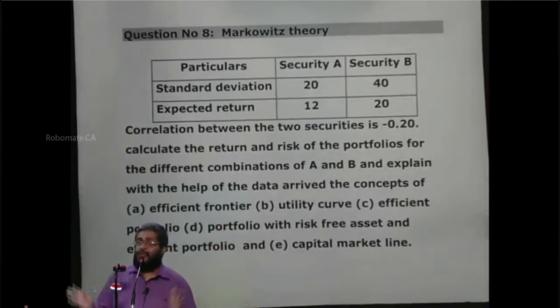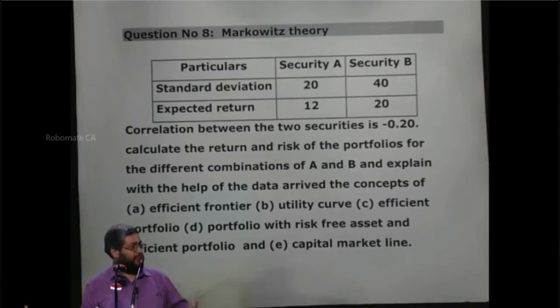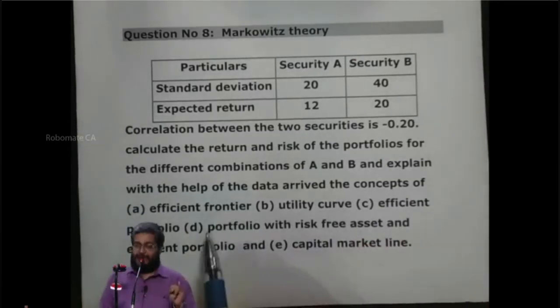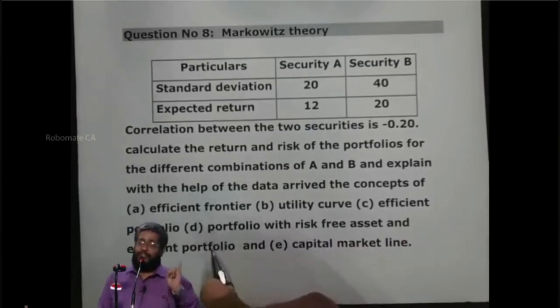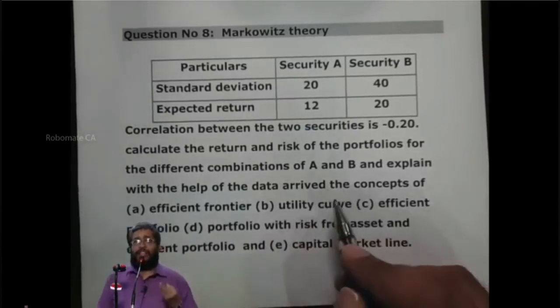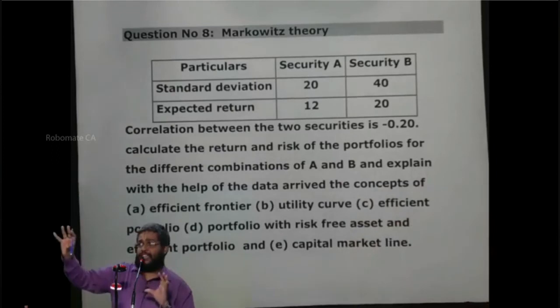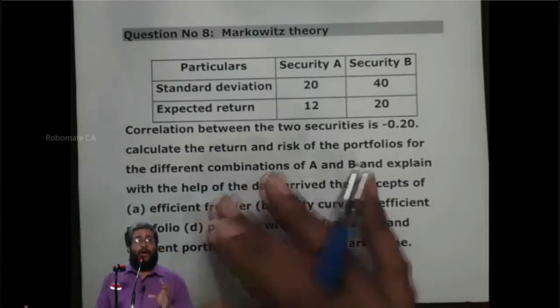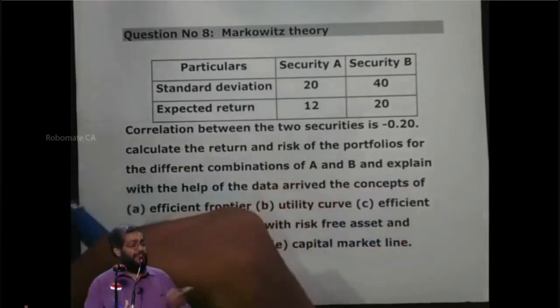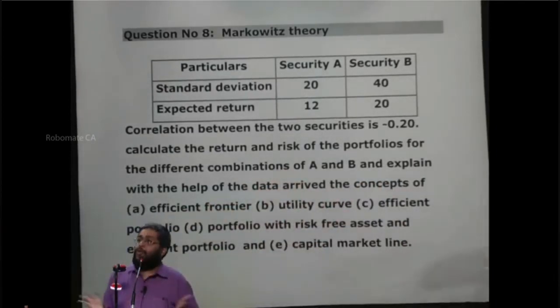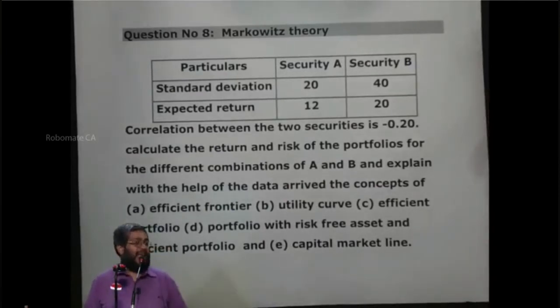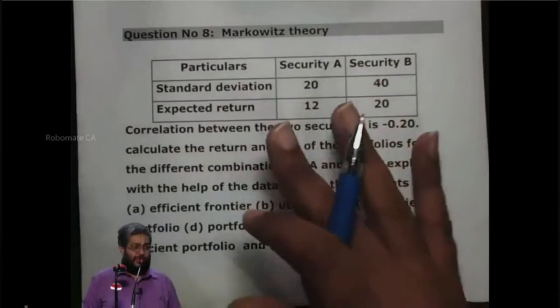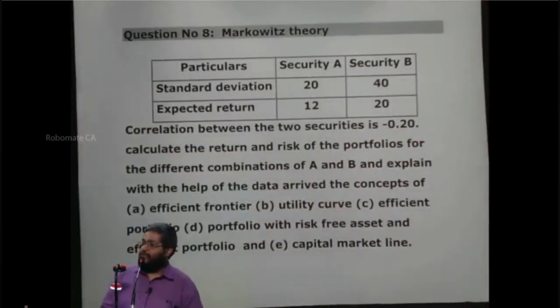You're already following the order. So we'll be dealing with this theory in how many classes? 2 classes. At the end of this theory, tell me what you should be learning. It is in the slide. What do you mean by efficiency frontier? What is a utility curve? How is the efficiency frontier and utility curve used to find out the efficient portfolio? And how to find a portfolio with a risk-free asset and an efficient portfolio. And next is how we can form a capital market line, and how we can become a levered capital market line. These are all the issues we'll be discussing in this area called Markowitz theory.